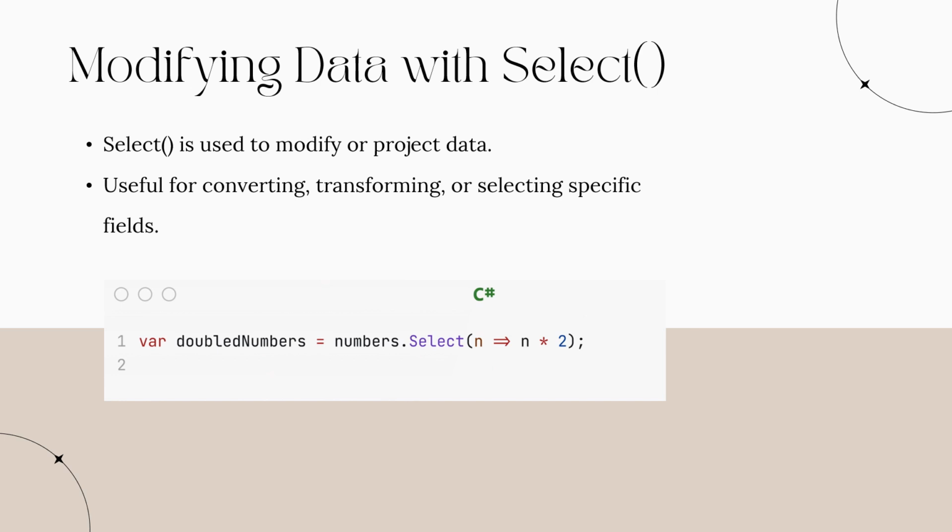And Select is also useful when working with objects. If we have a list of students and only need their names, we can extract just the name property from each student object.